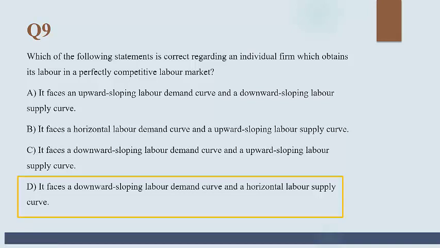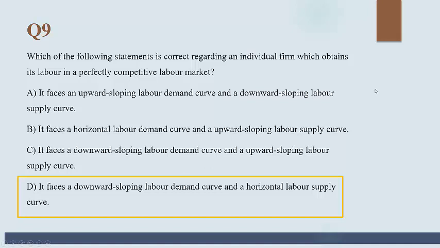It faces a downward sloping labor demand curve and a horizontal labor supply curve. Okay, I'm just driving home that point about the horizontal labor supply curve. We know that it will face a downward sloping labor demand curve, and essentially what's driving that is the diminishing marginal returns, as we saw. So the correct answer here is D.